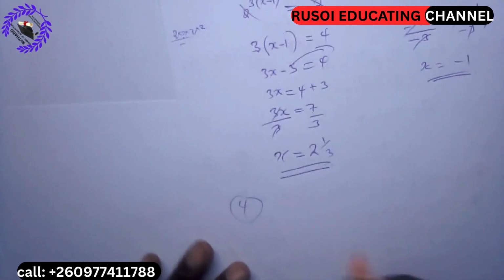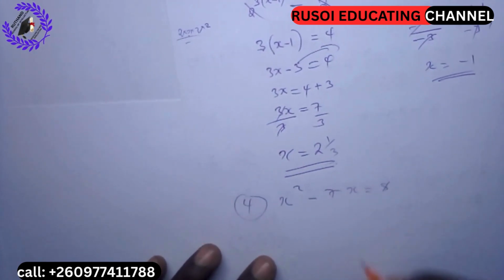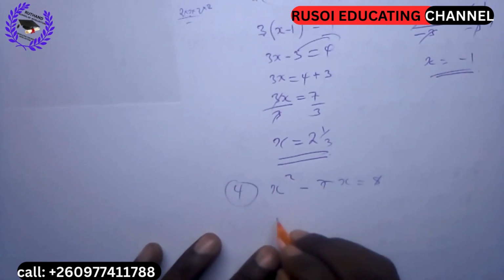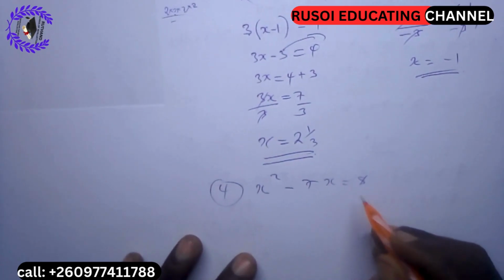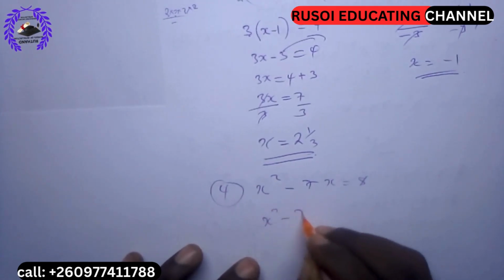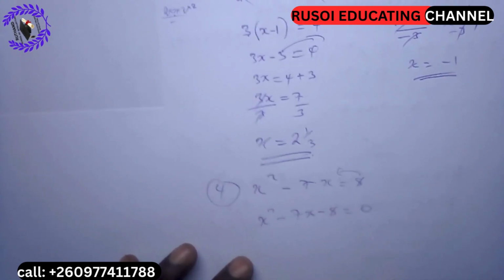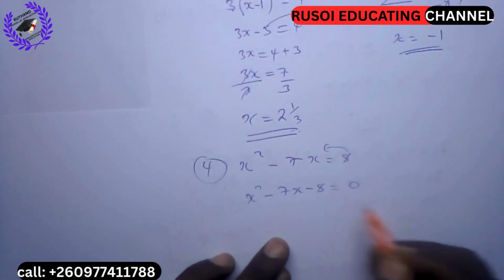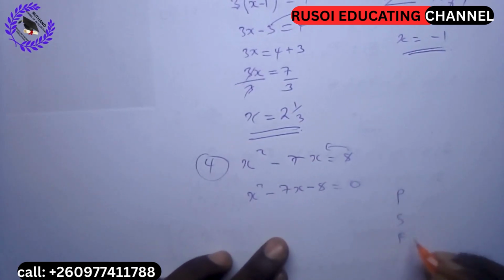Question number 4 says x squared minus 7x is equal to 8. So you say x squared minus 7x, this comes to this side, it will be minus 8 is equal to 0. So when you reach here, you make sure that it is equal to 0. So you're going to find the product, sum, and the factors.